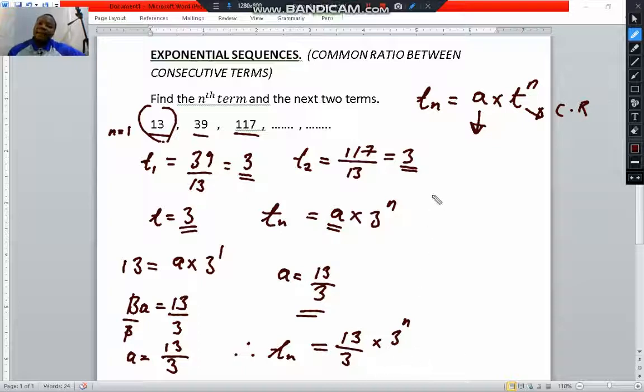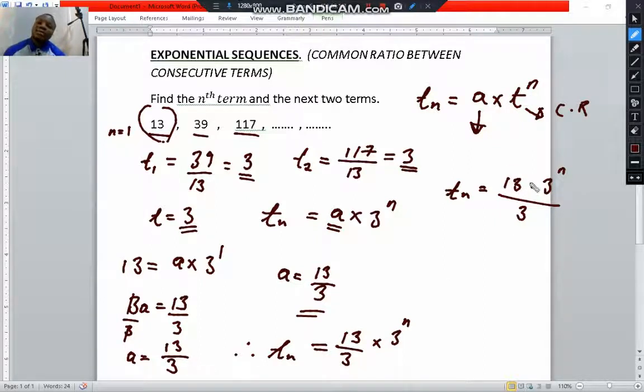If you are one who's been exposed to the South African syllabus or IB syllabus, this can also be written as Tn equals 13 dot 3 to the power of n, all over 3. So this dot is not a point, it stands for multiplication.